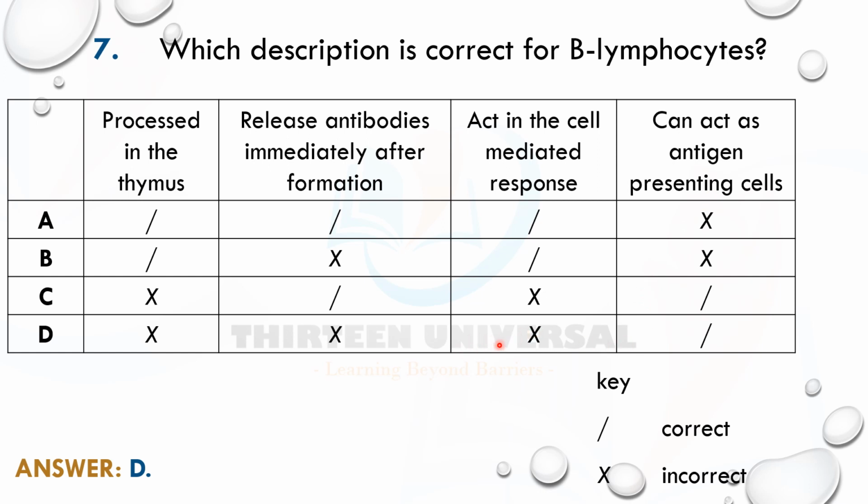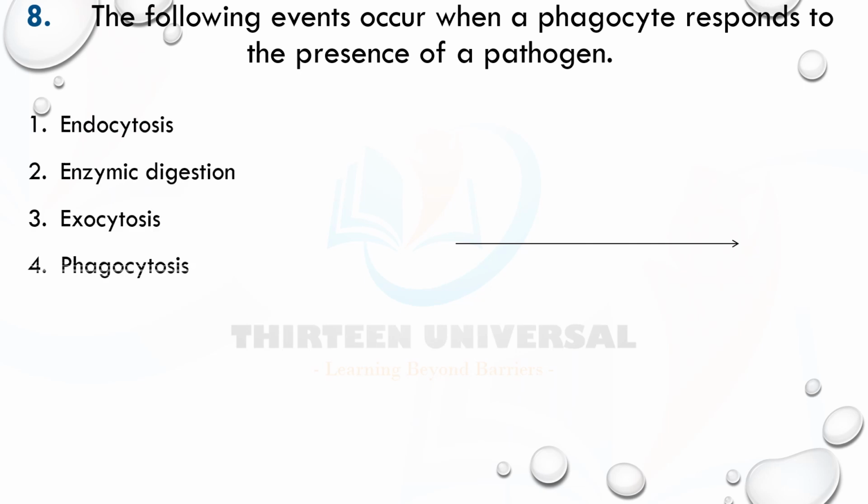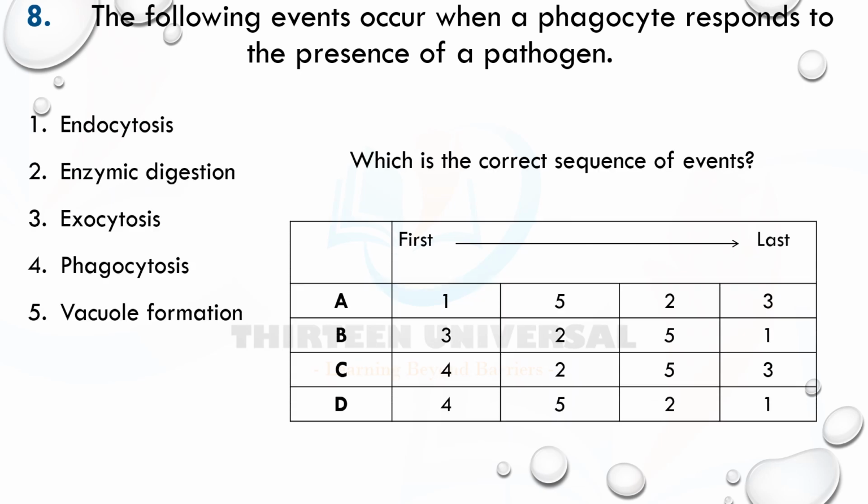Now, which of the following events occurs when a phagocyte responds to the presence of a pathogen? Let's see what you got. Solve this question, please. If a phagocyte wants to engulf a pathogen, what's the first thing that takes place? Let's assume this is our phagocytic cell, and this is the bacteria with its pathogen. When it attaches, the first thing that happens is engulfing. It folds inward to produce a vacuole.